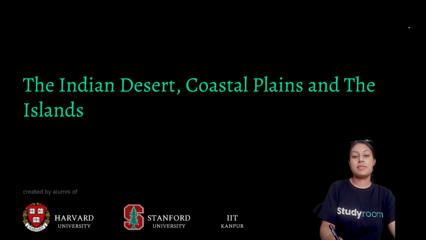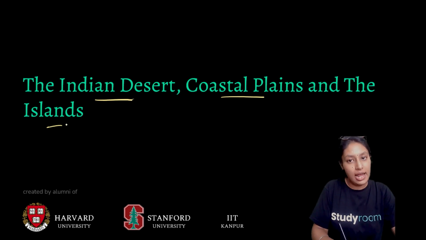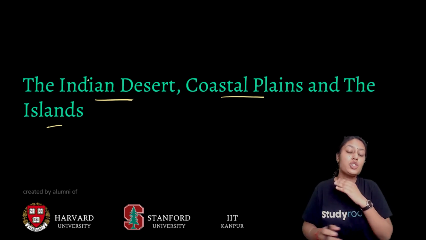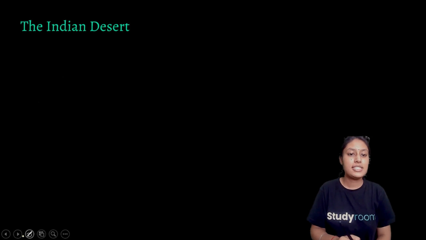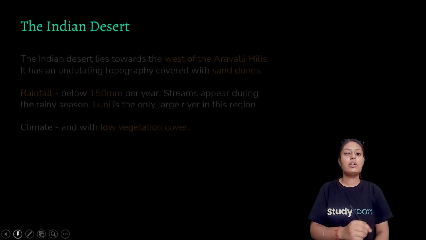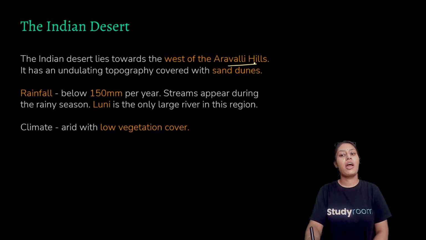Next, we will discuss our next physiographic divisions, which are the Indian desert, coastal plains, and the islands. How are deserts, coastal plains, and islands different from each other? Let's start. First, we'll talk about the Indian desert. The Indian desert lies towards the Aravalli Hills.